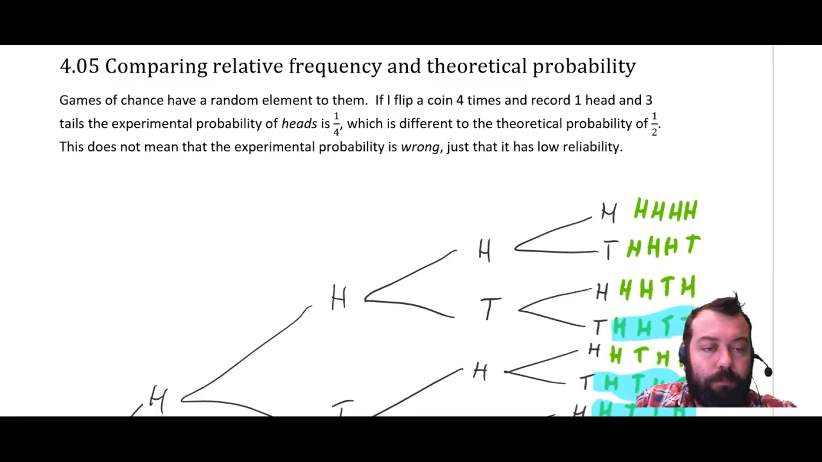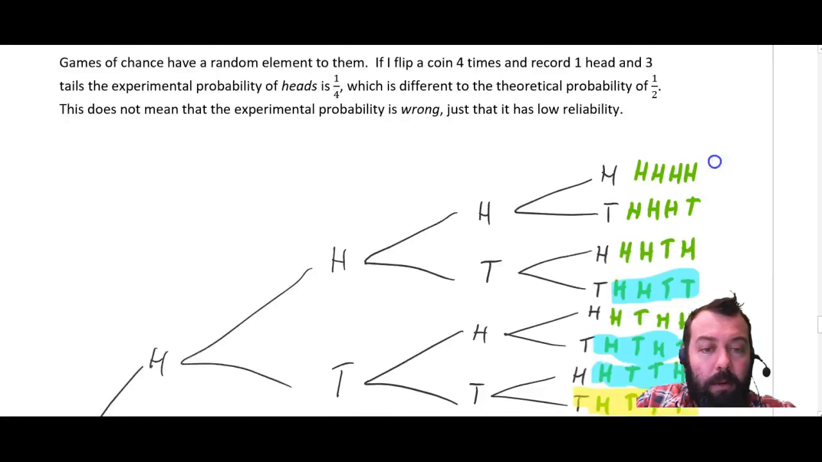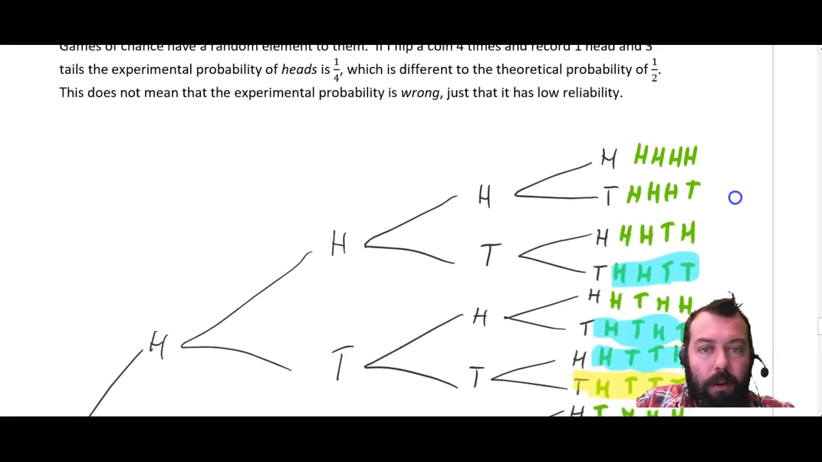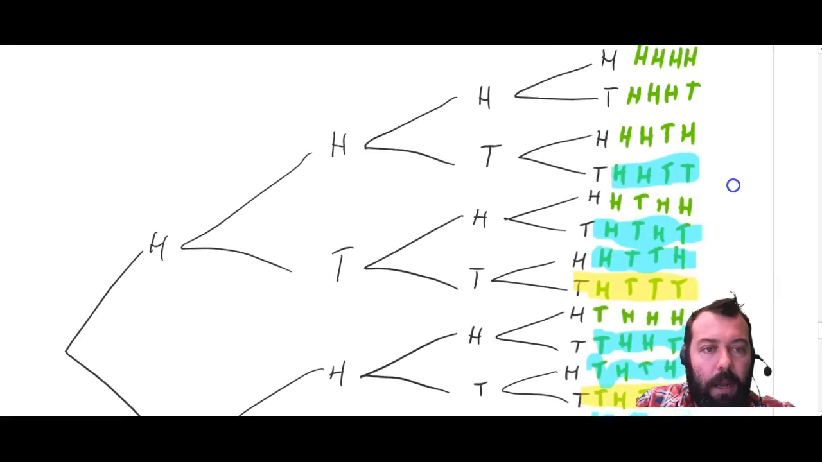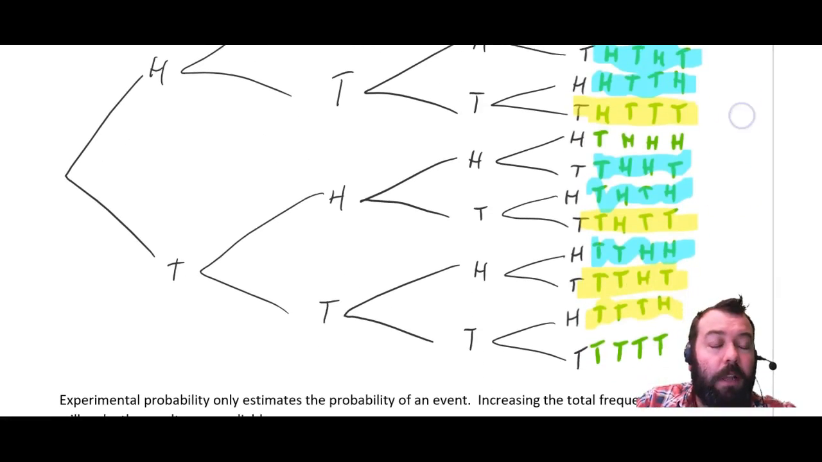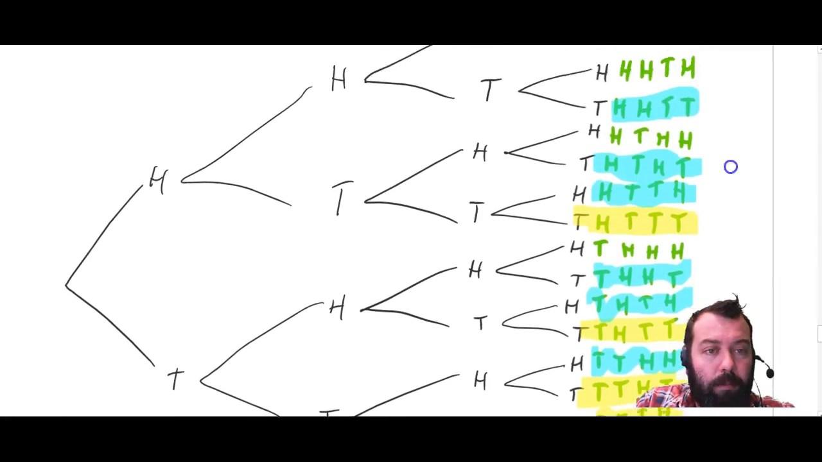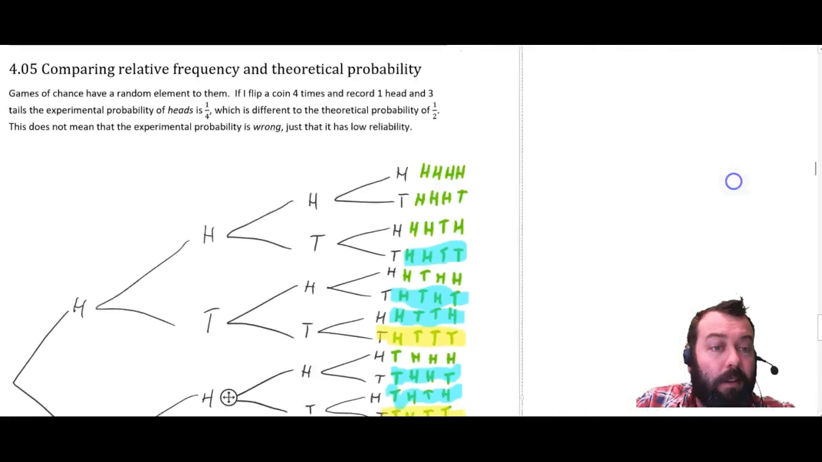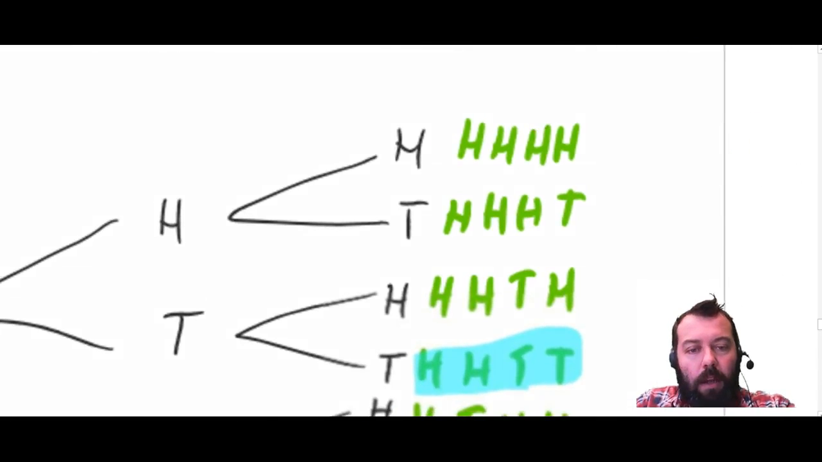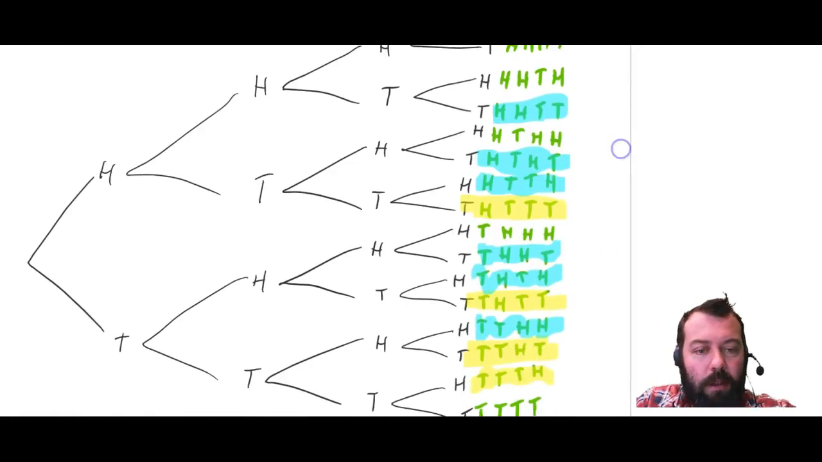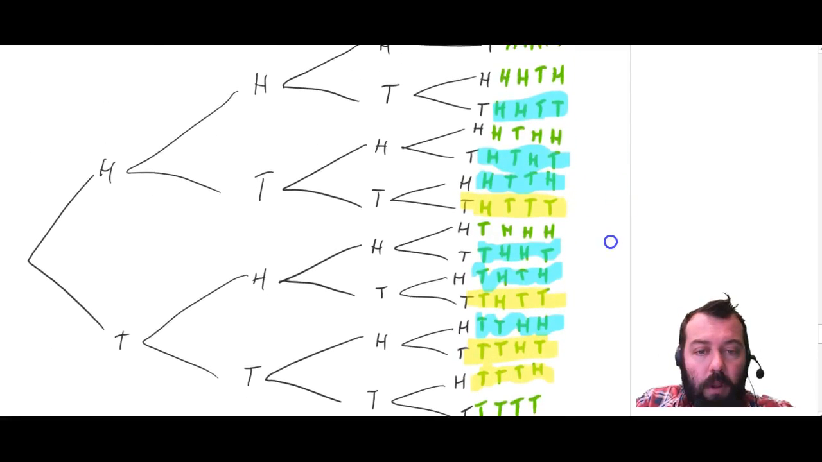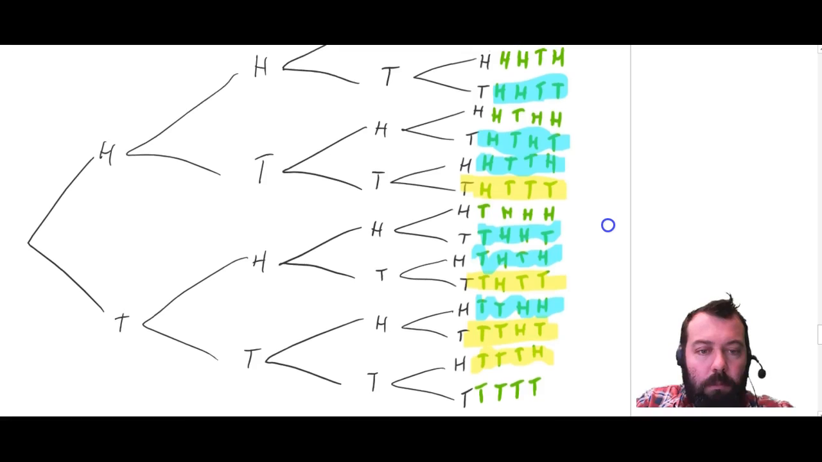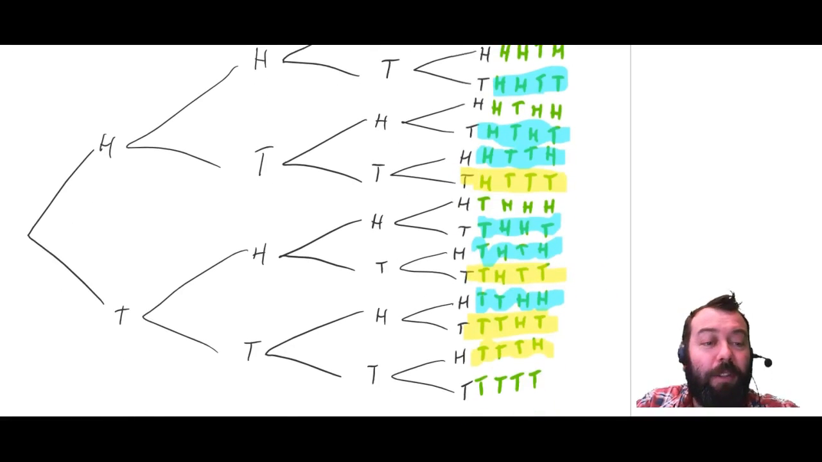Now I've drawn up a tree diagram here to show what might happen if I flip a coin 4 times. This tree diagram will give us the theoretical probability of the outcome of flipping 4 coins. Now in yellow, we'll zoom out a bit. In yellow you can see that 4 of the 16 outcomes have 1 head and 3 tails.